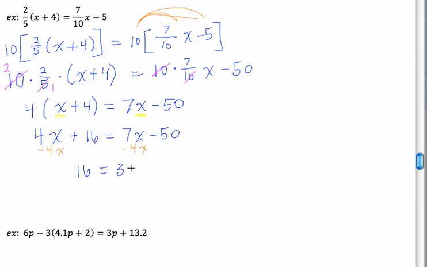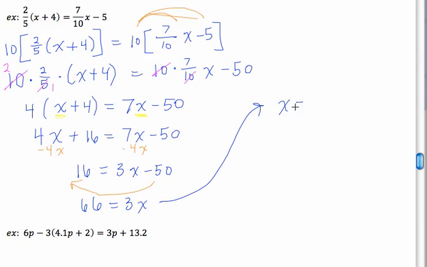Now let's add the 50 over. And I often illustrate that by doing a little arrow. I'm going to move that negative 50 to the other side by adding 50 to both sides. 50 plus 16 is 66. Well, that's nice because 66 divides nicely by 3. So 66 divided by 3 is 22. So there's your solution, 22.